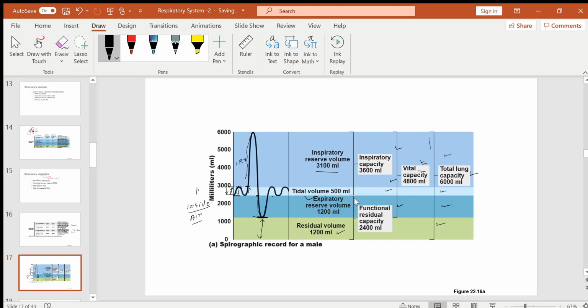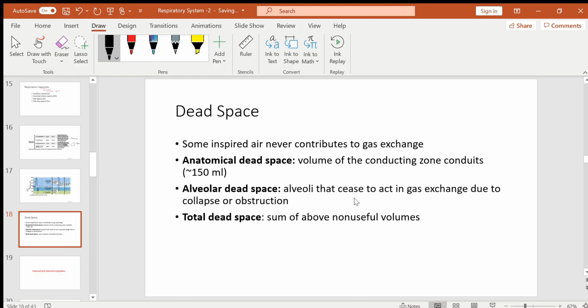Dead space. Dead space is the area where no gas exchange occurs. So very simple. Dead space is the area where no gas exchange occurs. No gas exchange occurs.